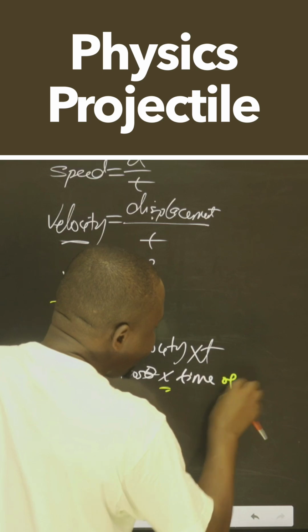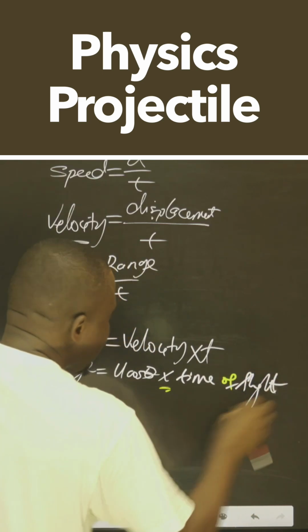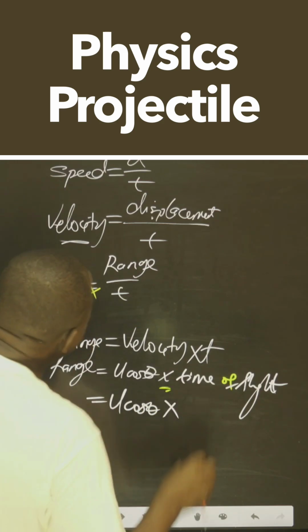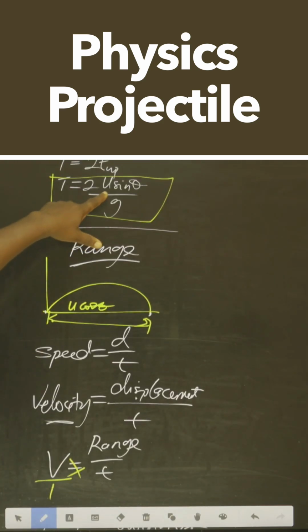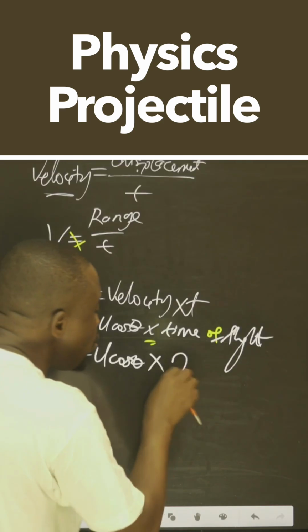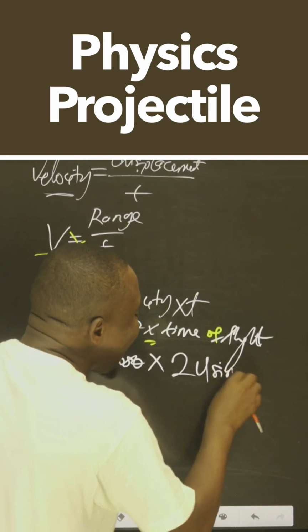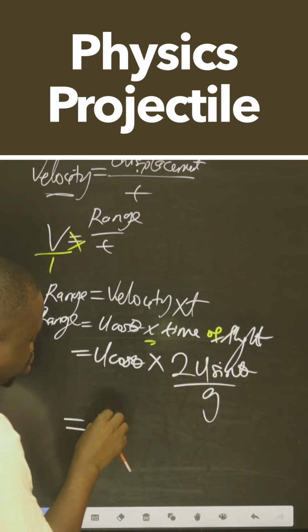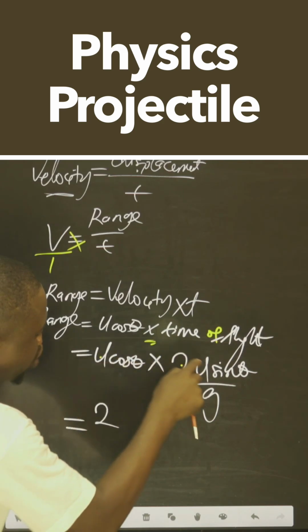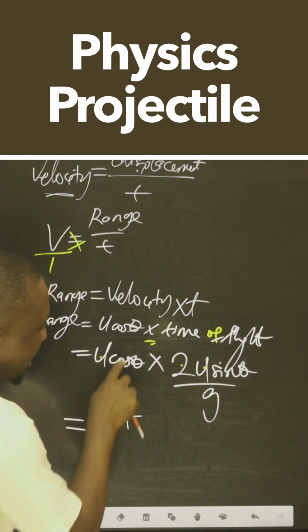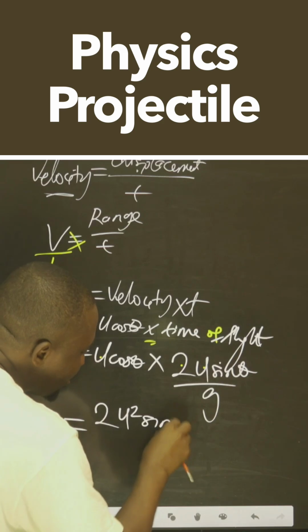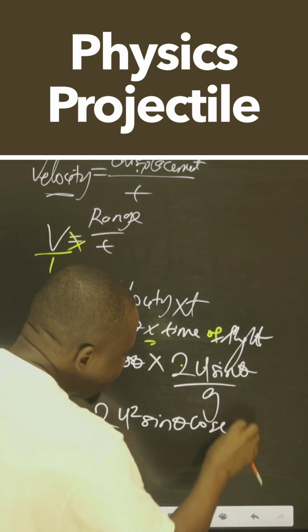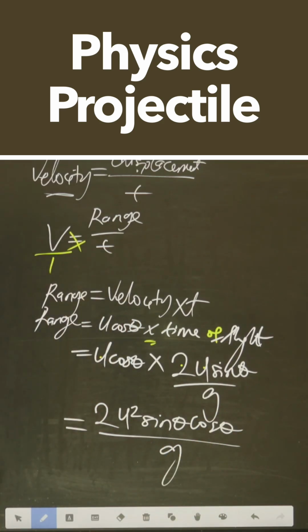Time of flight. So therefore, it's u cos theta multiplied by, look at it again, 2u sine theta over g. Which is equal to, here now, 2, we bring 2 out. This u and this u, if you multiply there, is u square. That is sine, I take the sine first, I take the cosine first, you like. Then cos theta all over g. That is range.